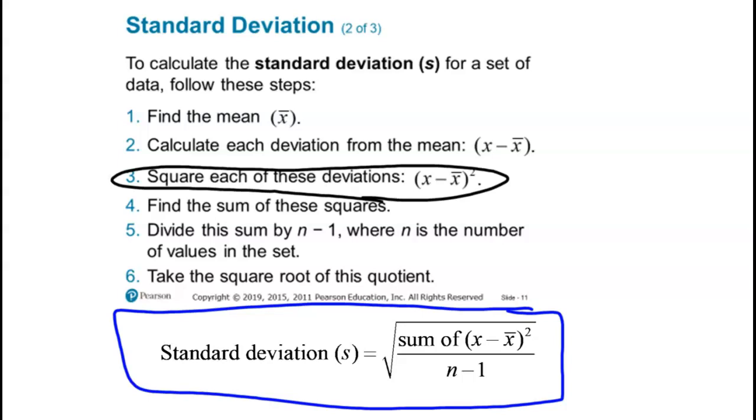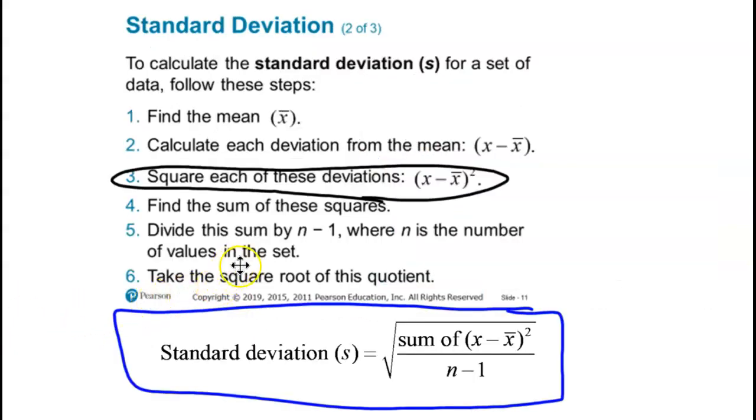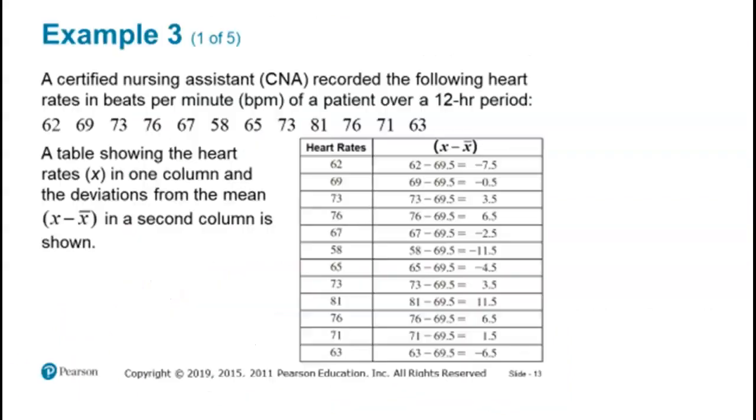No. Okay. Oh, you know what though? I think I just said something. You're going to square all of these, then take the sum of them. Remember, make sure to turn these into positives before you add them up. And then you're going to divide by n minus 1 and take the square root. Let's see what this actually looks like.